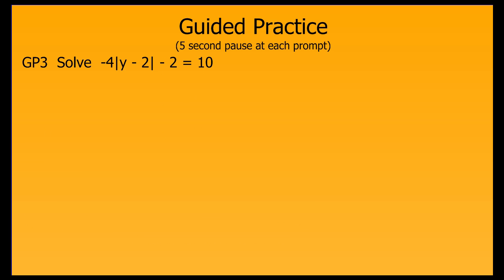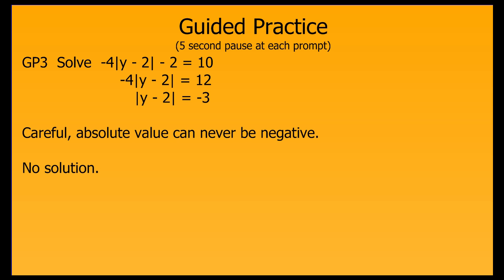Let's try one more. What do we do first? Again, we need to isolate the absolute value expression. We did that by adding 2, then dividing by negative 4. Now what? Now we should realize we have no solution since absolute value can never be negative. We're done.